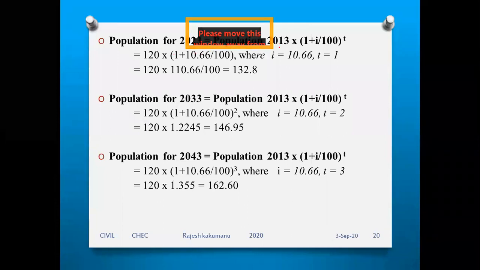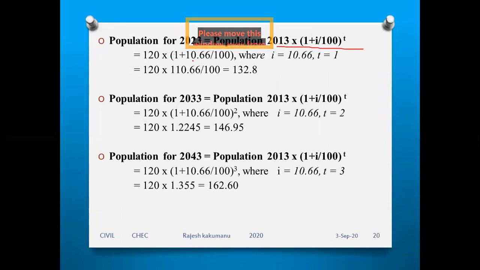So what is it? Applying this formula: 120 into 1 plus 10.66 divided by 100, where I is equal to 10.66, T is equal to 1, T is equal to the time, T is equal to 3. Same, you apply these formulas and you get the values, the next population. So like this you have to do the problems in Unit 1.